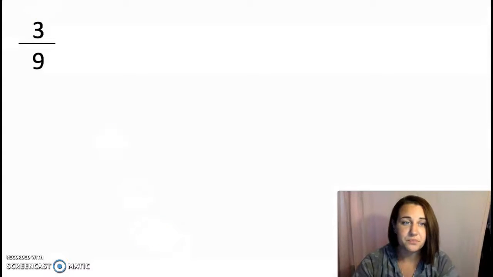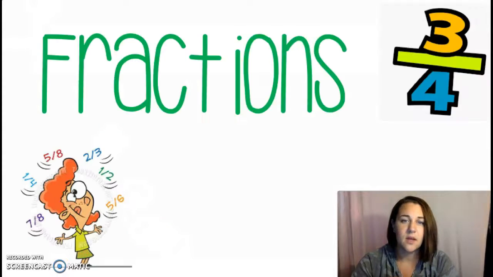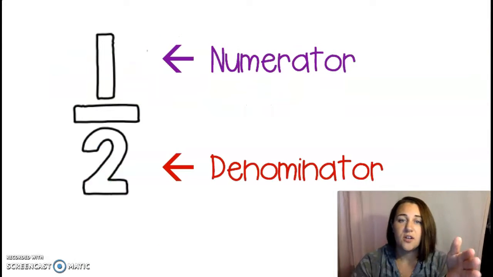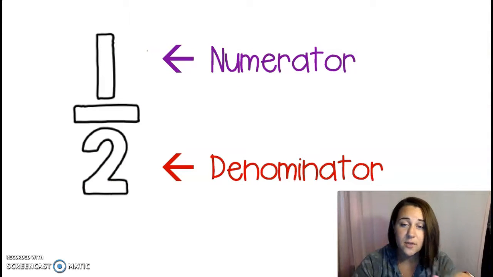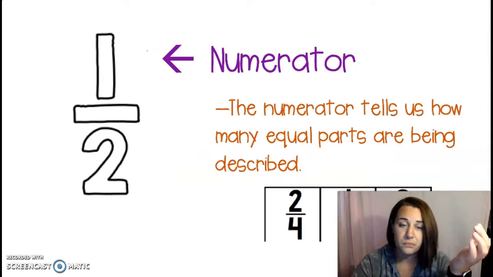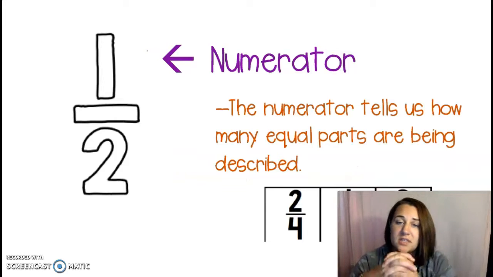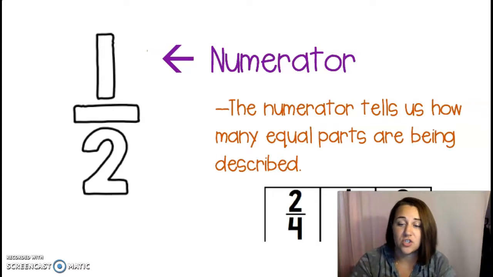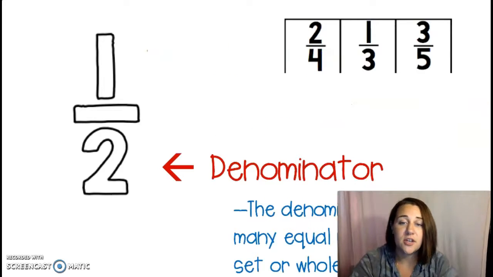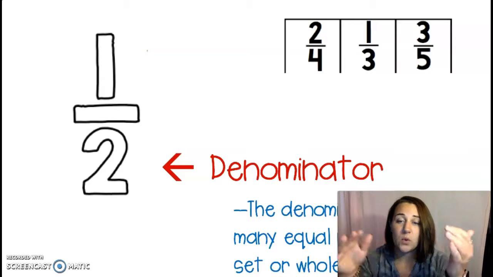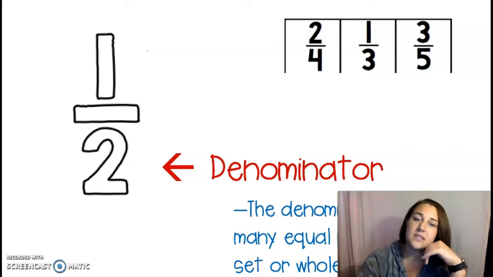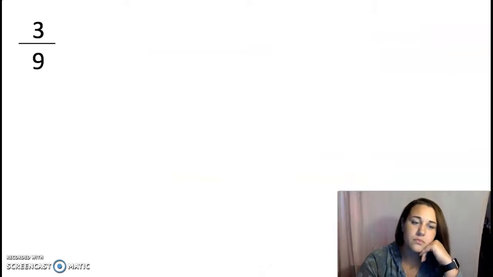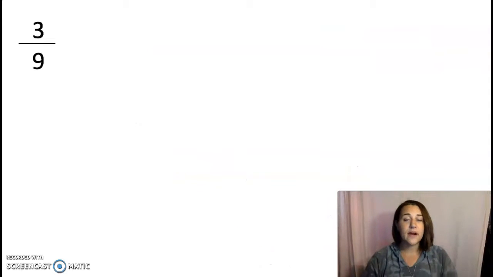Okay. Oops, let's go to the beginning. All right, so our fractions, right? Our numerator is the number on top. Our denominator is the number down below, right? We know this. Numerator tells us how many equal parts are being described, and our denominator tells us how many equal parts there are in the whole thing all together, right? Easy peasy.